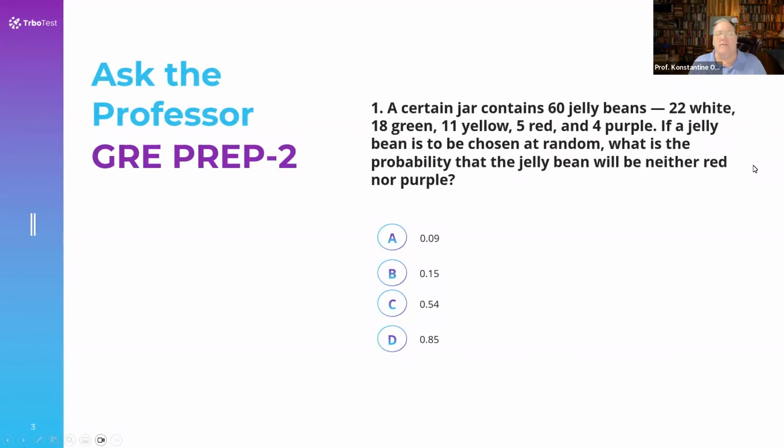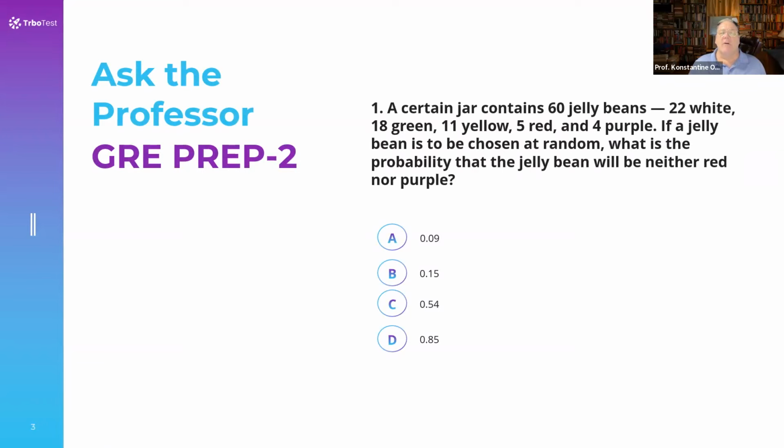The first question brought to us is: a certain jar contains 60 jelly beans, 22 white, 18 green, 11 yellow, 5 red, and 4 purple. If a jelly bean is to be chosen at random, what is the probability that the jelly bean will be neither red nor purple?